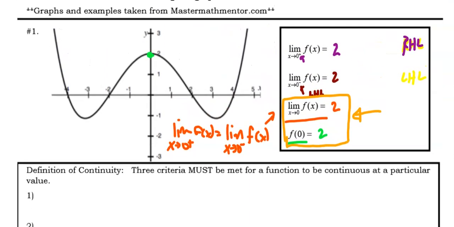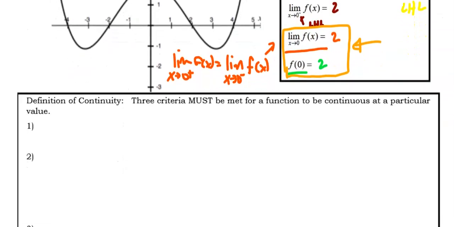So guys, let me just say really quickly, in layman's terms, continuity just means that I can trace my graph along, and I do not have to pick up my pencil, right? So I can go anywhere on this graph. So this whole graph actually is continuous everywhere. But we're only focused really on, at this particular example, x equals 0.